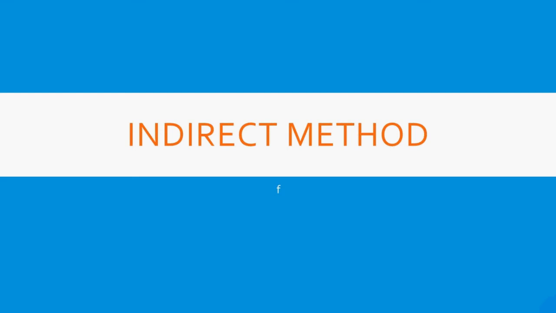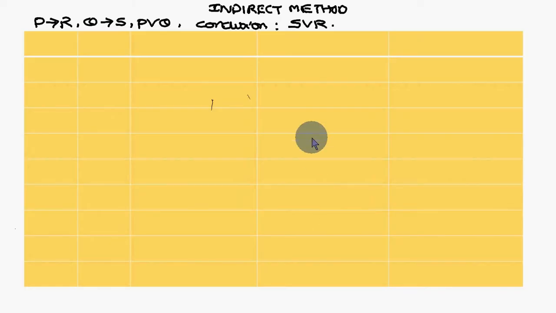Good morning, students. Today we are going to discuss the indirect method. Okay, so let us consider one problem. The premises given are P conditional R, Q conditional S, P ∨ Q. The conclusion is S ∨ R, which we have to prove using the indirect method.